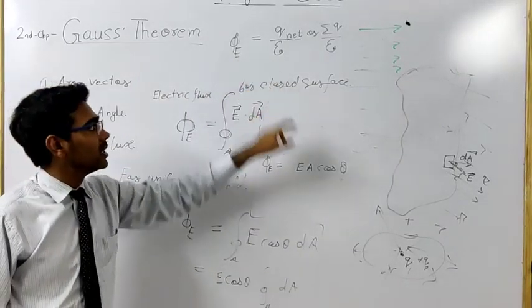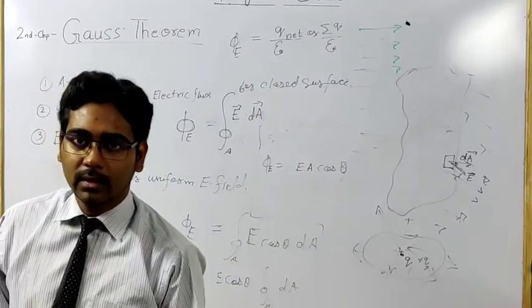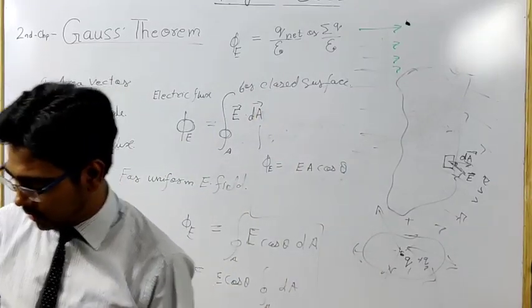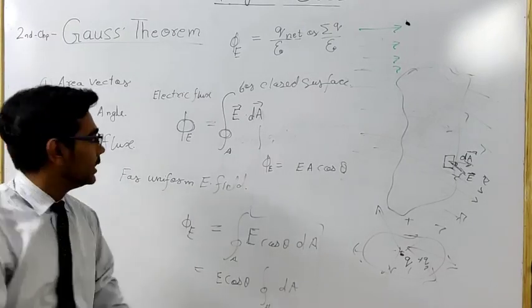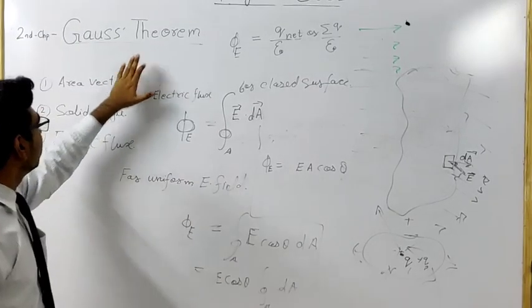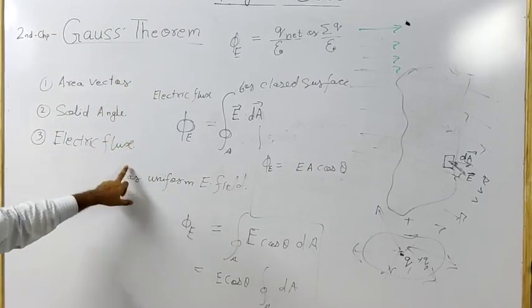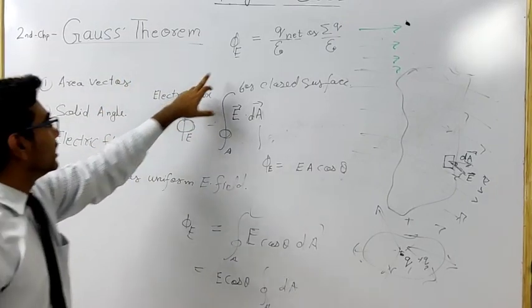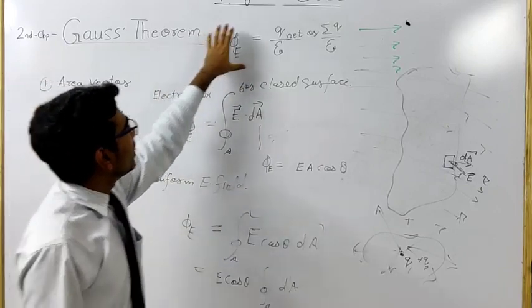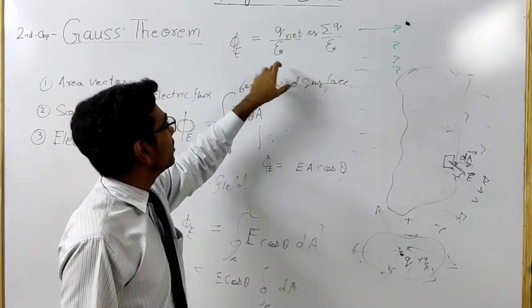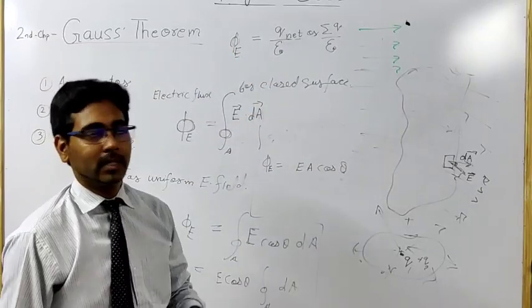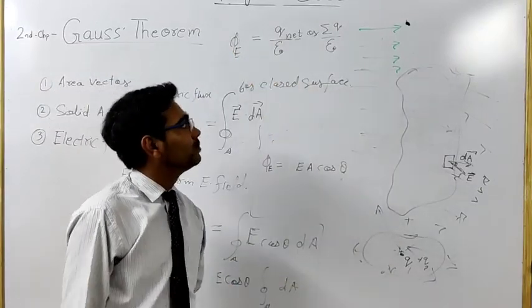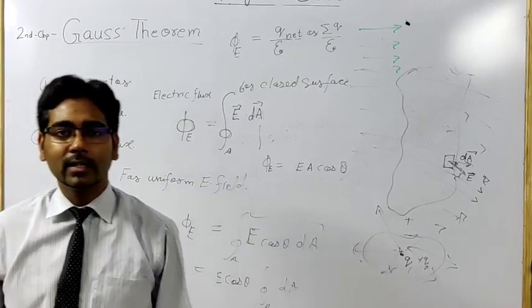This part we will discuss in the next part of this video. Till then, for the Gauss theorem we require the area vector, solid angle, and electric flux, that is phi E. Then phi E equals q net upon epsilon naught. This part is called the Gauss theorem. We'll check the proof of this Gauss theorem in our next video.